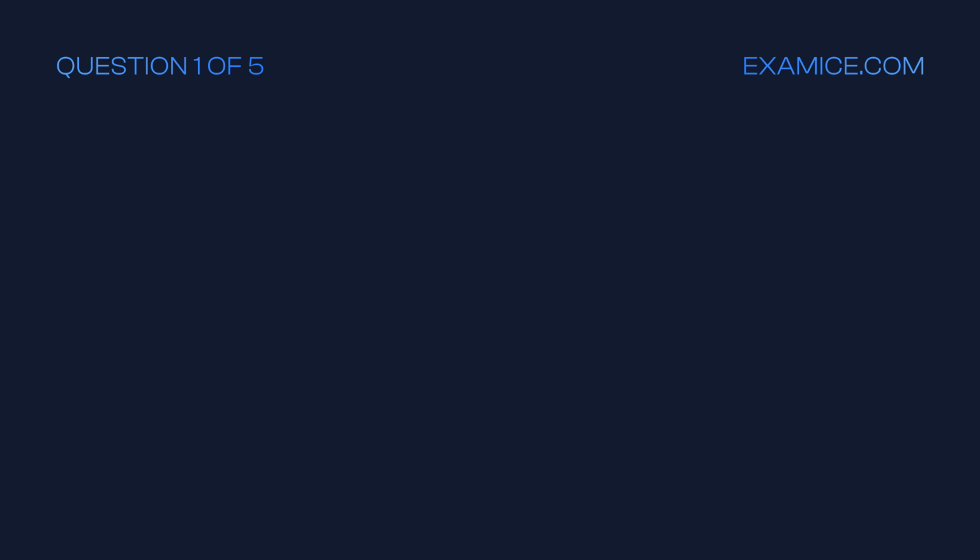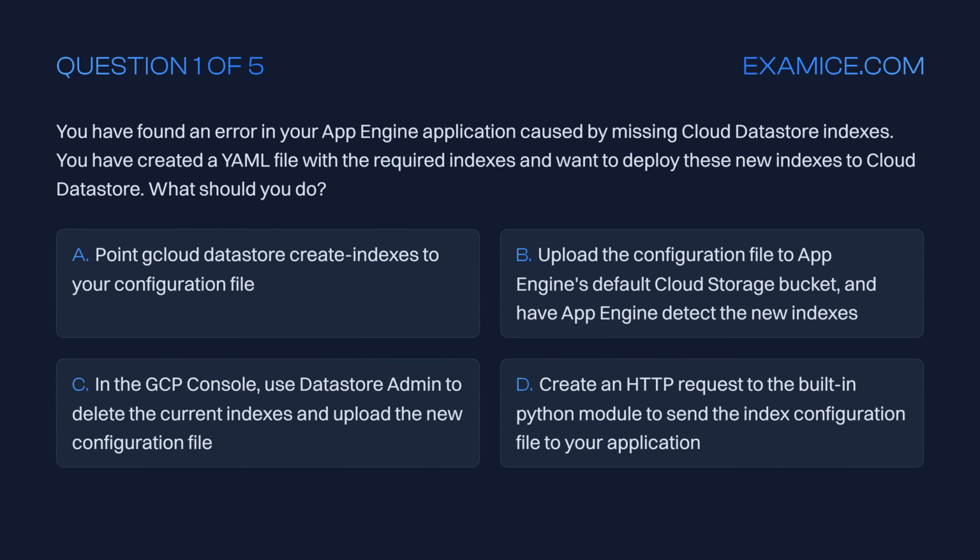Question 1. You have found an error in your App Engine application caused by missing Cloud Datastore indexes. You have created a YAML file with the required indexes and want to deploy these new indexes to Cloud Datastore. What should you do?